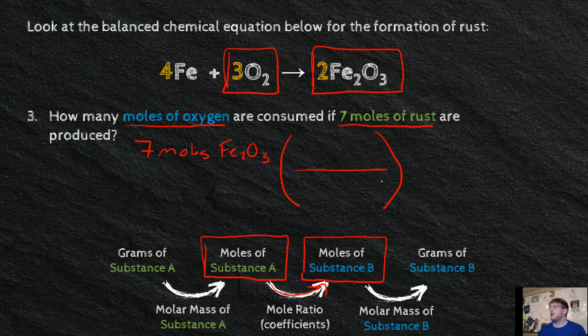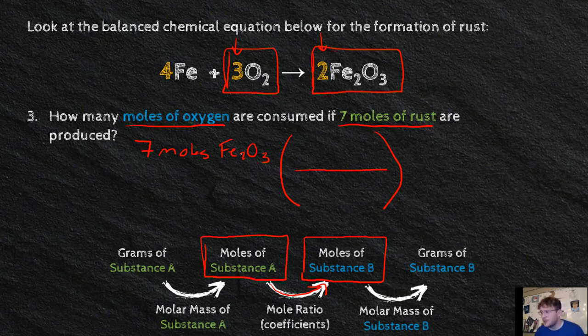All right. Well, this down here is telling me what I need to do to convert. I need to use the coefficients to convert moles of iron to moles of oxygen. I'm going to be using these coefficients right here. For every 2 moles of rust produced, I'm consuming 3 moles of oxygen. So that's what's going to go in this conversion. That's how I get from moles of this substance to moles of that one, or these numbers right here, this ratio. What does that look like?